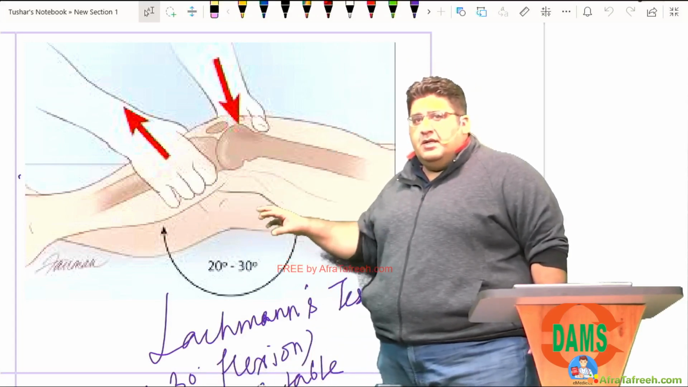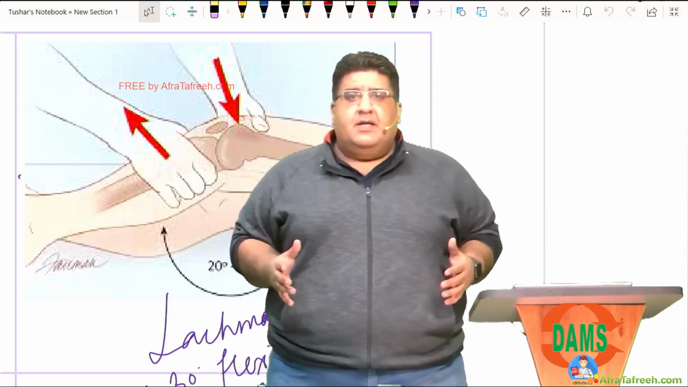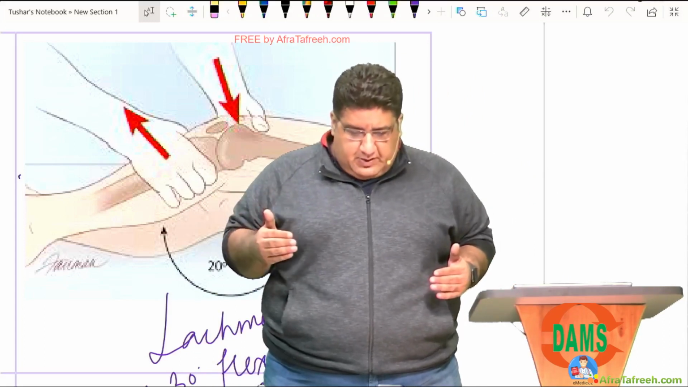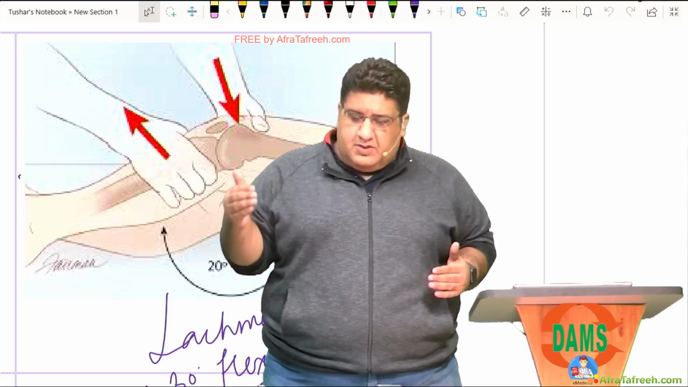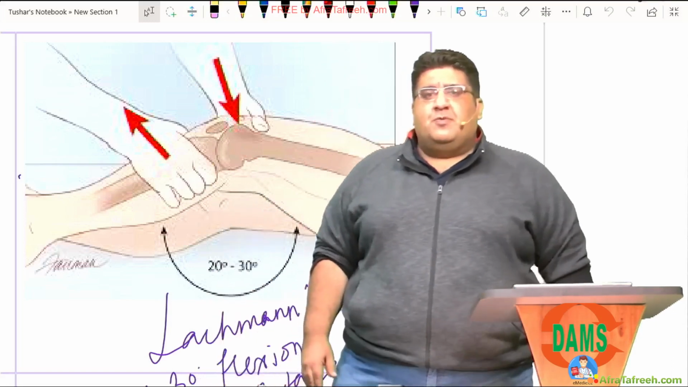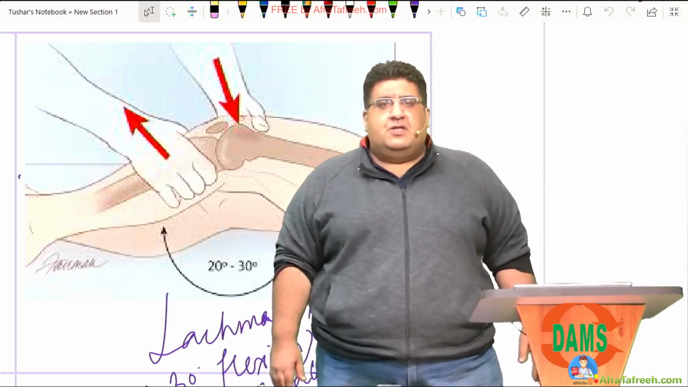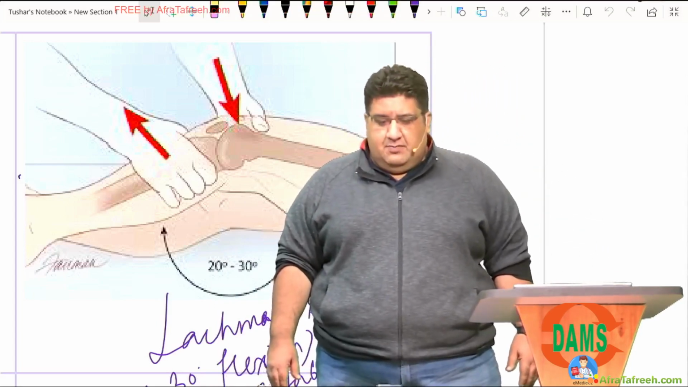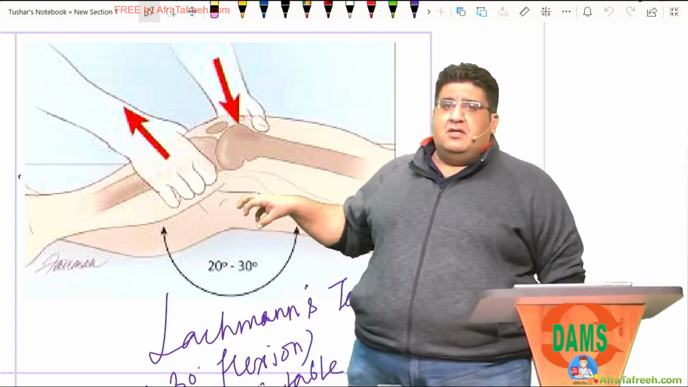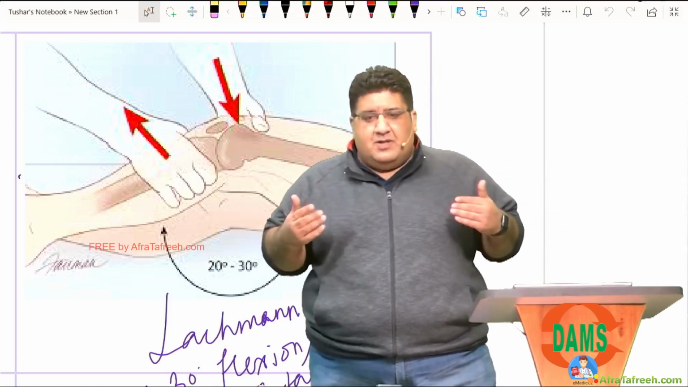Why 30 degree knee flexion? We'll now try to understand why 30 degrees. The most comfortable position of the knee joint is 30 degree flexion. Are you listening to me? Please try to remember this once for all. The most comfortable position of the knee joint is 30 degree flexion. Okay, now we'll try to understand why.